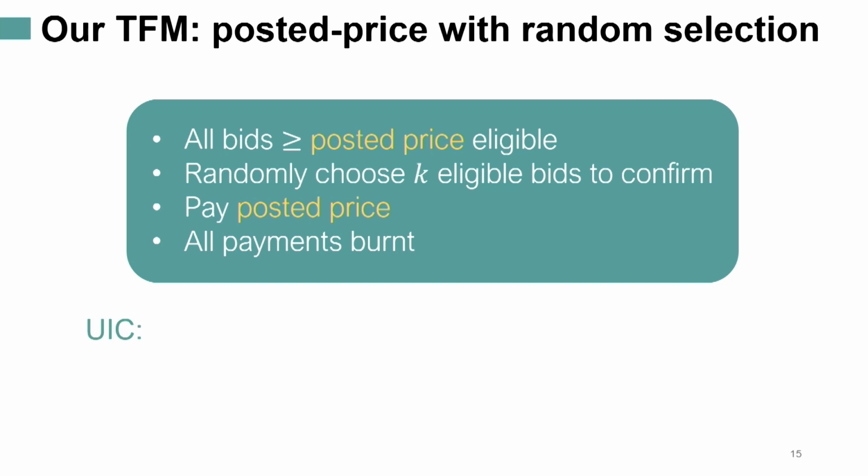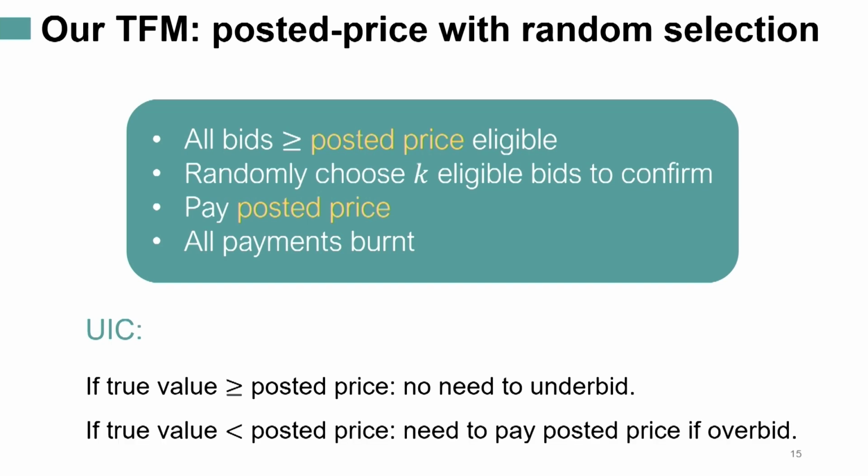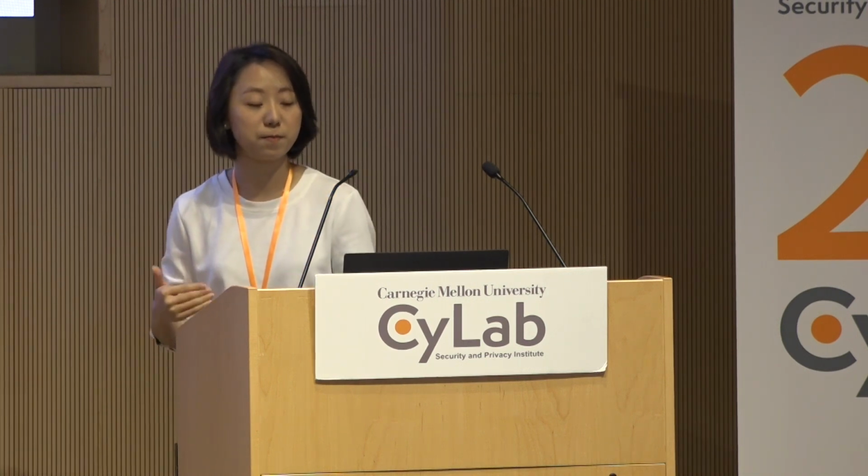First, user incentive compatibility. Matt just explained it, but I'm going to explain it again. Roughly speaking, if my true value is above the posted price, it doesn't make sense for me to bid something lower. And if my true value is below the posted price but I bid something higher than the posted price, I will need to pay that posted price once I get confirmed, which is even higher than my true value, the maximum amount I'm willing to pay. So a user is incentivized to bid its true value. Miner incentive compatibility is trivial. The miner's revenue is always zero. There's nothing it can do.